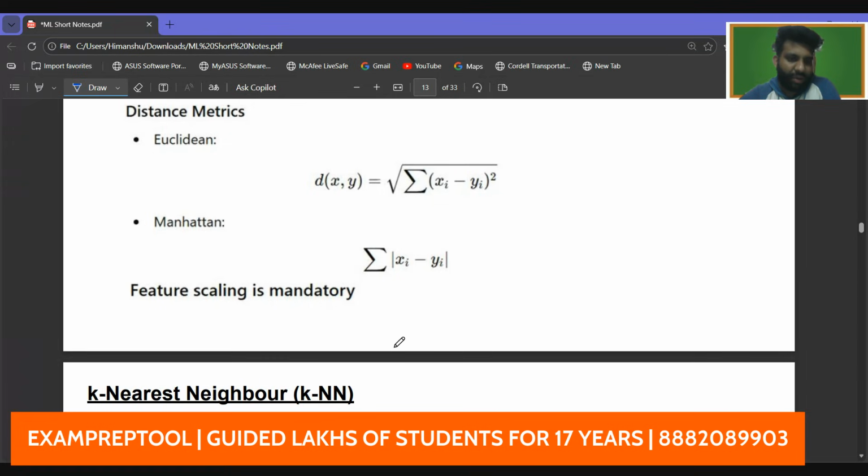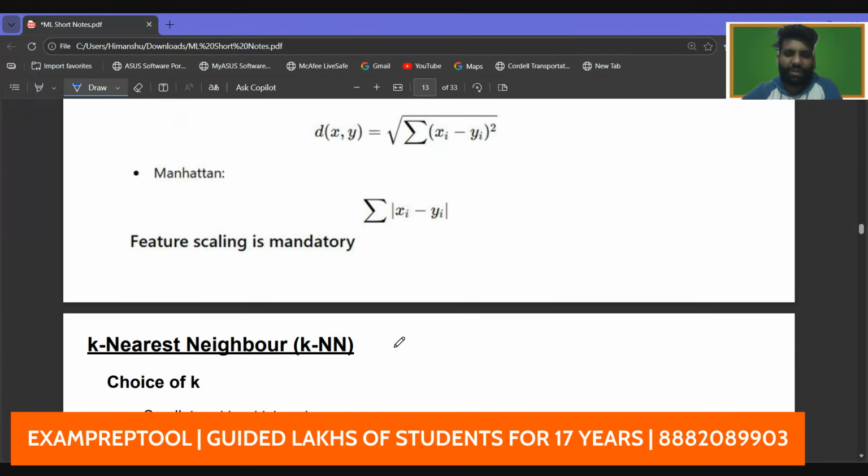Okay, so if I'm at (1, 1) and (5, 5), Euclidean distance would be the square root of (5 minus 1) squared plus (5 minus 1) squared, because I was talking about (1, 1) to (5, 5). But Manhattan would be modulus of (5 minus 1) plus modulus of (5 minus 1). Okay, so both would give different values, but both give me the distance.